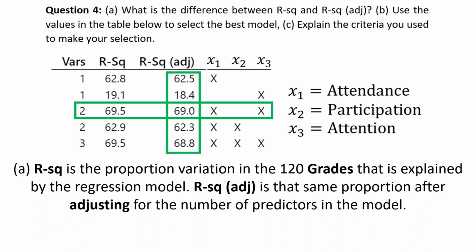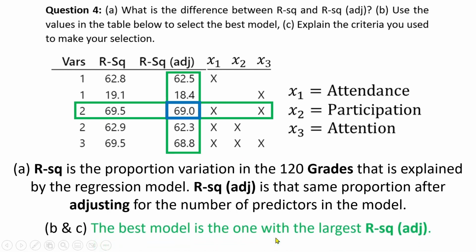And that's because R-squared adjusted accounts for the number of predictors that you put in the model. R-squared adjusted will increase only if the predictor you put in the model actually is associated with the response. So in this case, this predictor was participation. Participation had no association with the response, and therefore R-squared adjusted went down. That's why we use R-squared adjusted to pick the best model. So the best model in this case is the one with the largest R-squared adjusted, and it's the model that contains attention and attendance as the predictor variables.